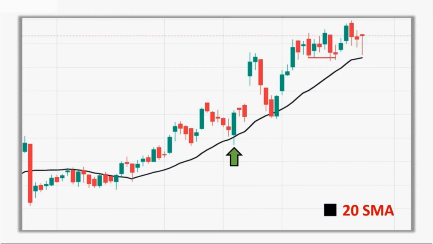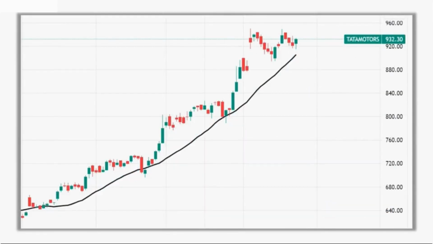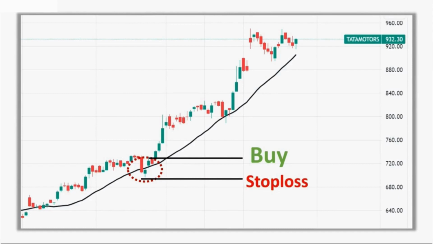So let me quickly show you some trades that I have made on this strategy. As you can see on the screen, this is the daily chart of Tata Motors stock. And you can see the price is in a good uptrend. Now this is where the price first takes a support on the moving average. And we can even see a hammer candle followed by a green candle which indicates a bullish reversal in the market. So this is exactly where we are going to buy the stock after we get a proper confirmation on the 20 SMA support. And we are going to place a stop loss below the swing low.